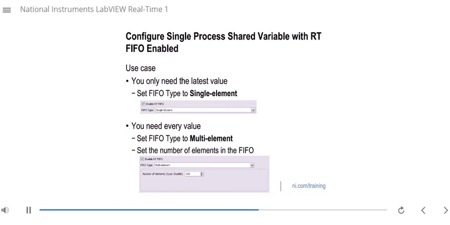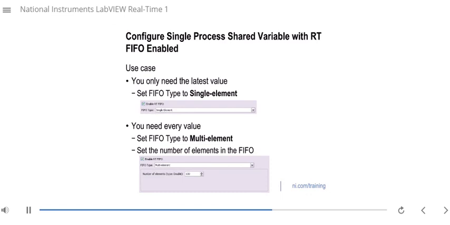Notice here that if you only want to transfer the latest value, the RT FIFO is enabled and the FIFO type is set to single element. On the other hand, if you need to communicate every value, or in other words, you need to send buffered values, you want to make sure that the FIFO type is set to multi-element. And notice after you set the FIFO type to multi-element, you can also set the number of elements in that FIFO. In this case, we've set that FIFO to a size of 100 elements.